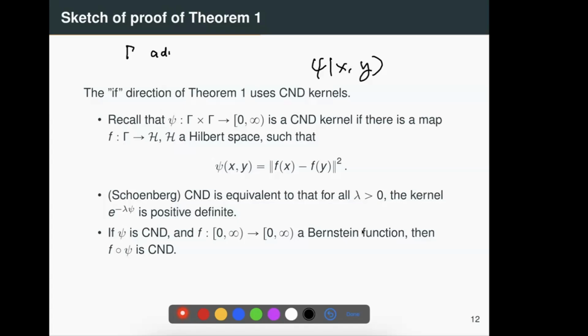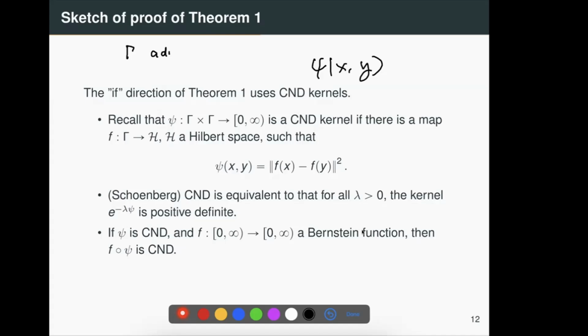They come from these kinds of matrix coefficients: if you take an embedding into a Hilbert space, then the norm squared is a CND kernel, and if you embed into L^p, then you can take the L^p norm to the power p. So these are all CND kernels. You can check that.